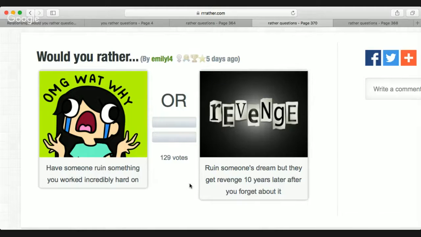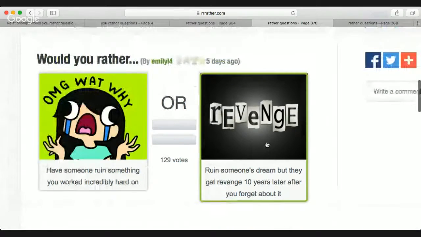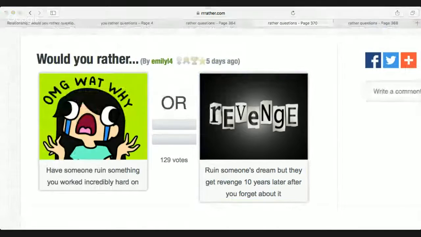So your choice is basically have your work ruined, something very, very important, a book you wrote, something you worked really, really hard on, or ruin someone else's dream, but they're going to get revenge on you. And we don't know what that revenge would be. These are the scenarios. Any questions about the scenarios?